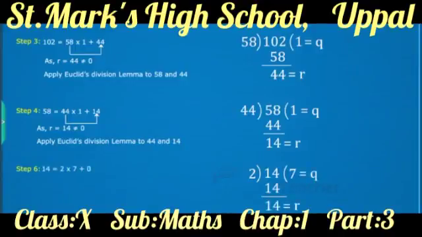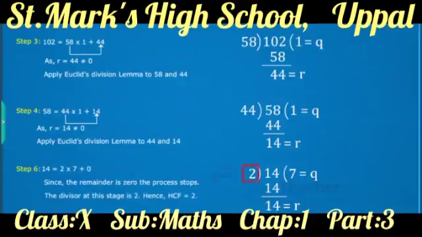14 is equal to 2 into 7 plus 0. Since the remainder is 0, the process stops. The divisor at this stage is 2. Hence, HCF is equal to 2.